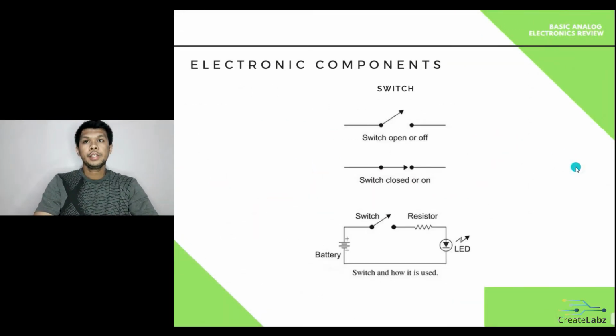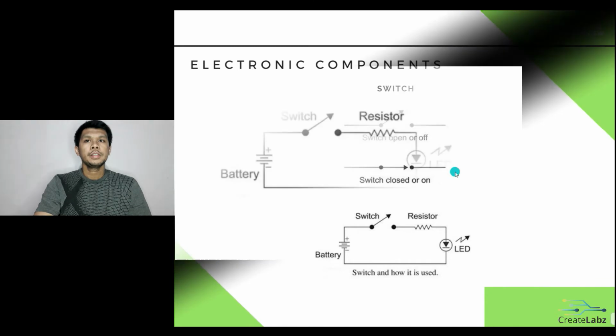The next component is the switch. The switch allows flow of current by opening or closing itself. In its very basic form, a switch here has two terminals. If the switch orientation is like this, then this is open. Current will not flow, since there is no connection between the two terminals. If the switch position is like this, current will flow because the two terminals are already connected. Switches come in multiple numbers of terminals and multiple number of circuits.